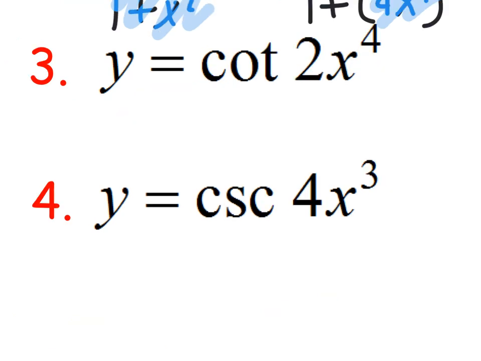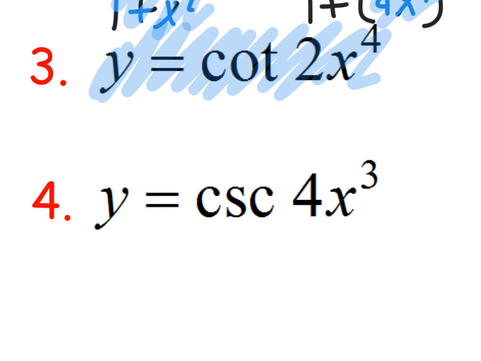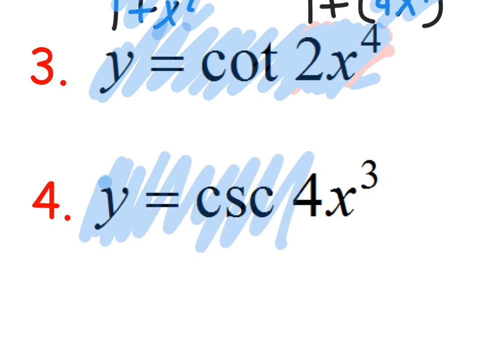For the last two, you follow the same principle. Just find out what the derivative of a cotangent would be, and then put the 2x to the fourth, and then multiply whatever you get by the derivative of 2x to the fourth. And then do the exact same thing for number 4.